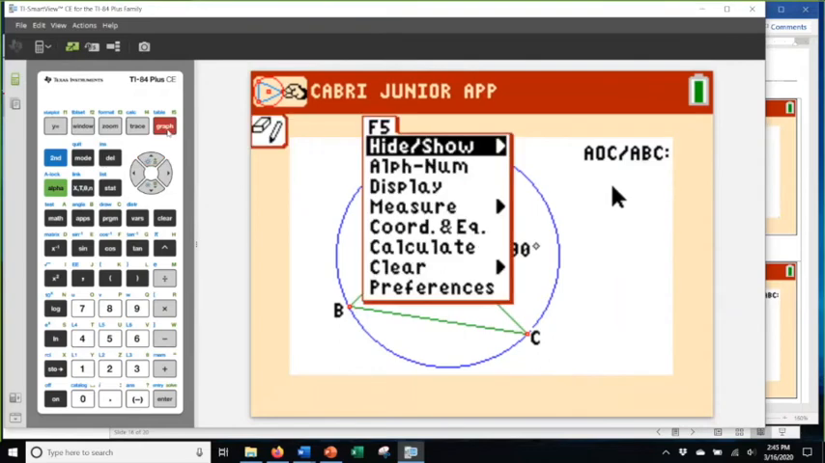If you press the graph button, there's a hide show tool. And the hide show tool is a toggle. So if it points to something that you are currently showing, it will hide it.